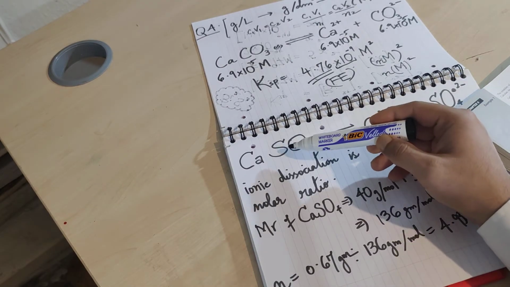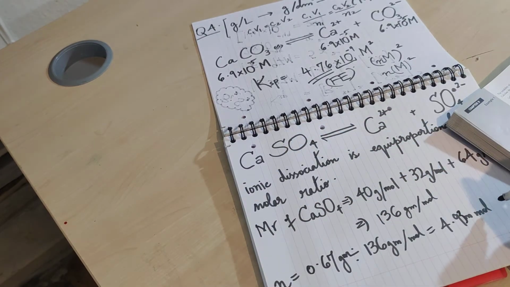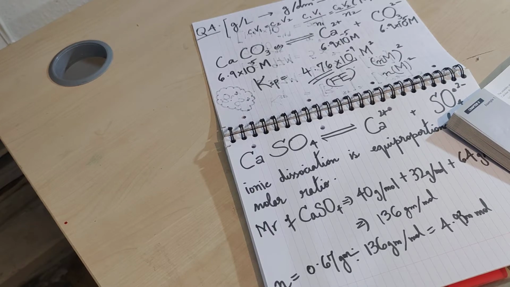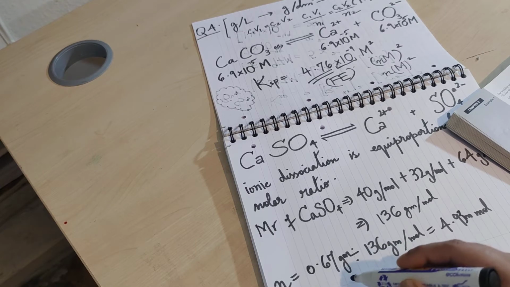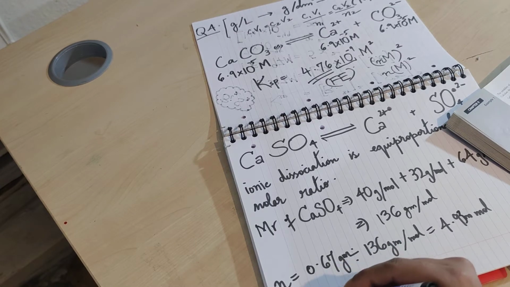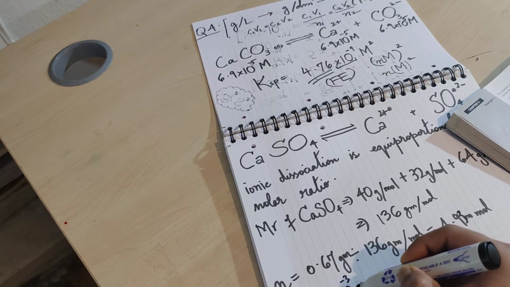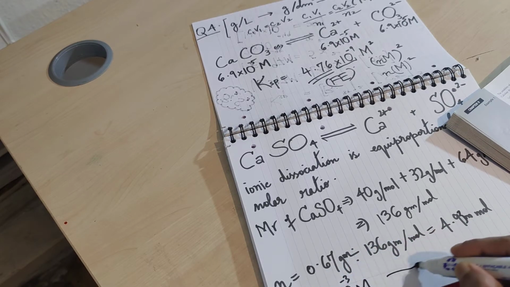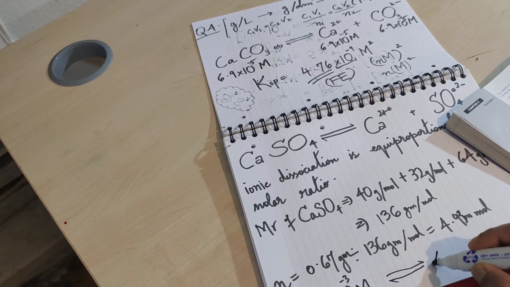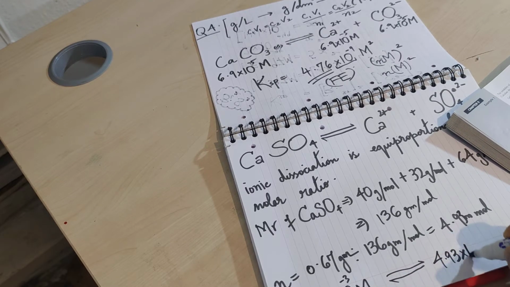So if this is 4.9 millimoles per dm cubed, calcium ions and sulfate ions would express the same concentration because of their equimolar, equiproportional ionic dissociation. So this would be 4.93 times 10 to the power minus 3 moles per dm cubed, dissociating into millimoles per dm cubed.